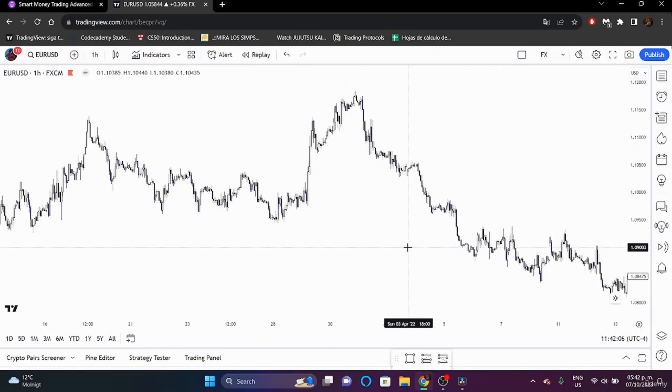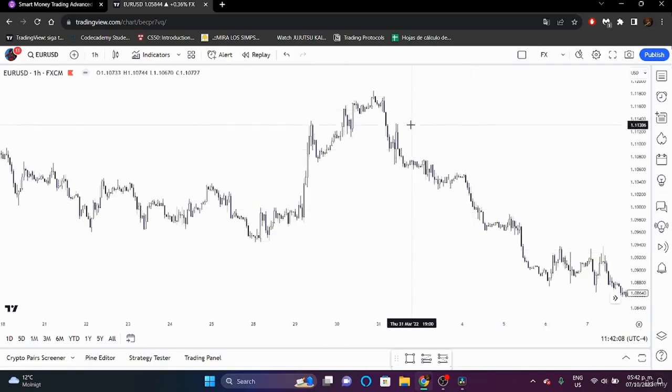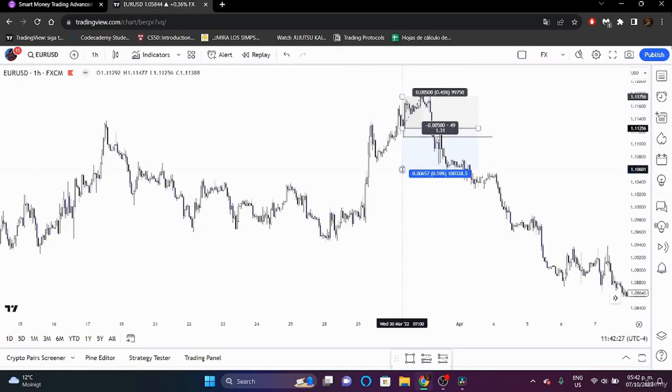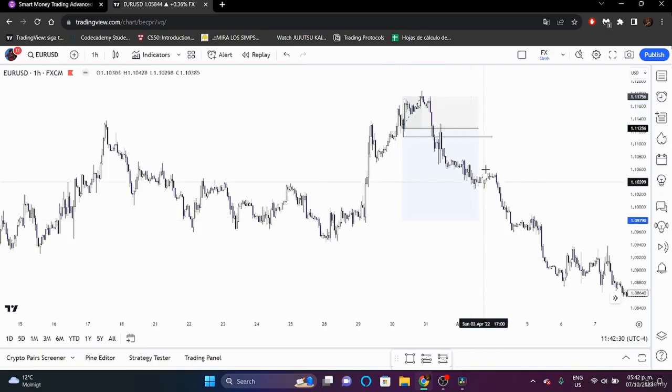Okay, that's how you use the breaker blocks, as you can see. It's pretty simple, pretty straightforward. This is your swing low, and also it's your breaker block. It's the last down candle before the move up. What it does is touch the breaker block, stop at the swing high, and where's your target? Well, your target is pretty much at the swing low.